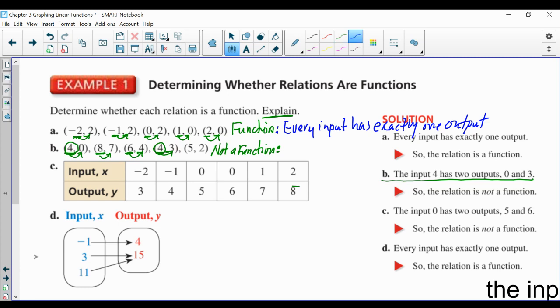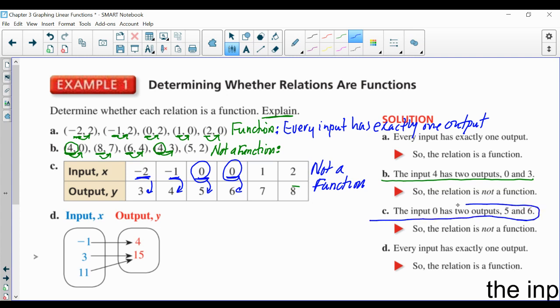Okay, so let's look at the next one. Again, we look at our inputs. I have a 3, -1, 0, and 0. Once again, I have a 0 and a 0, and they have different outputs. So this one is not a function. And again, here's the reason: the input 0 has 2 outputs, 5 and 6.